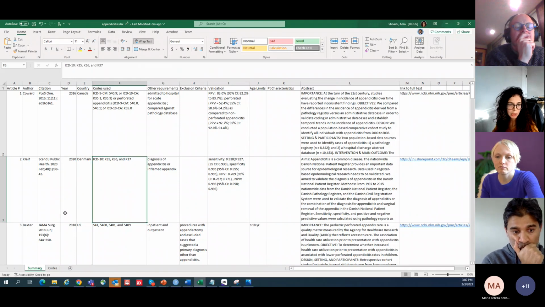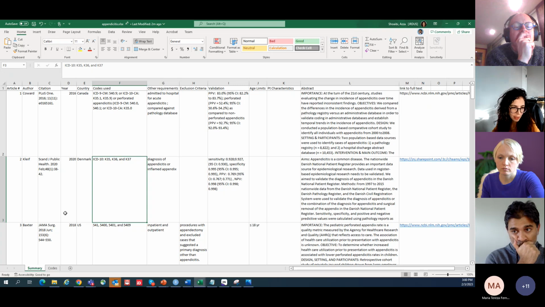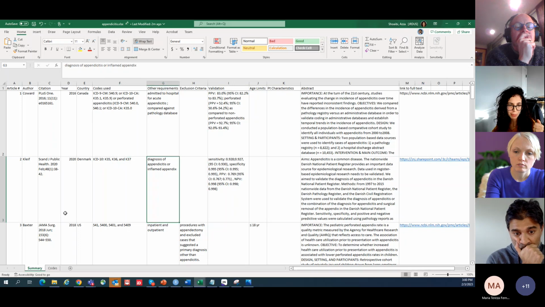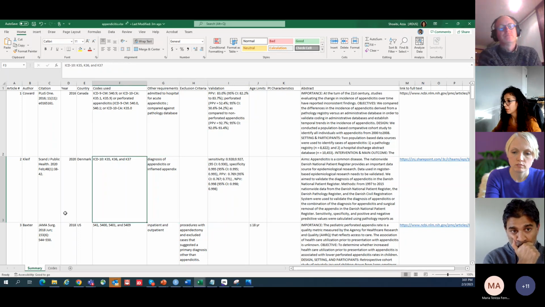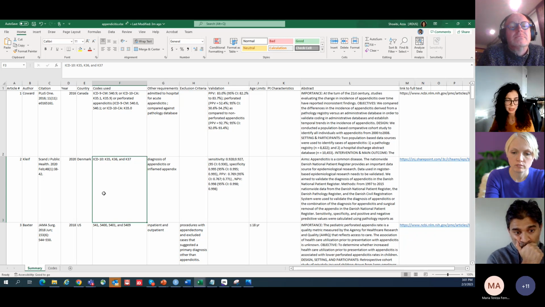what they did. Here, the person who does the literature review for us gives us the codes and the inclusion criteria. In this case, they used ICD-10 of K35, K36, and K37, and said the diagnosis of appendicitis or inflamed appendix. That was their entry criteria. So that sounds slightly different than what Gowtham has done. I'm not sure. I can go back to the index event and see if he included K35, K36, and K37.